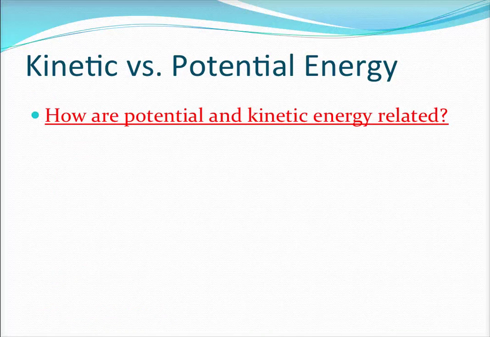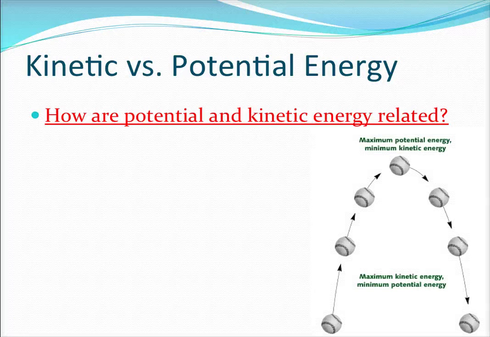Okay, the next one. How are potential and kinetic energy related? Well, as we take a look here at this picture of a baseball and its flight, we've got the ground here. The ball goes up, and at the top of its path the maximum potential energy is at its highest. So we talked about this in the classroom. They're kind of opposite. So when potential is at its maximum, that means the kinetic is at a minimum.